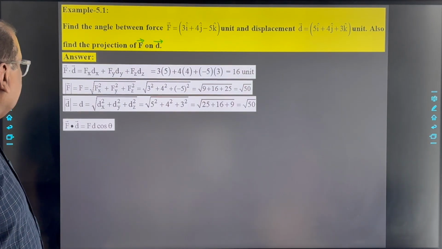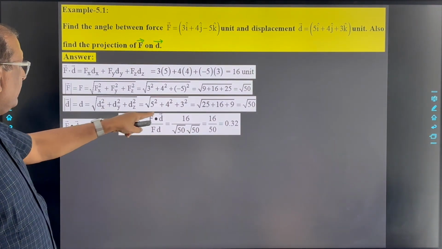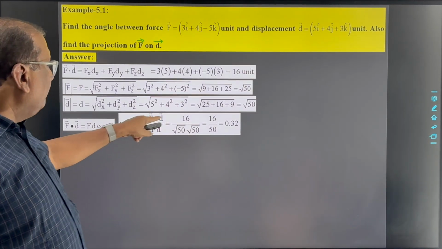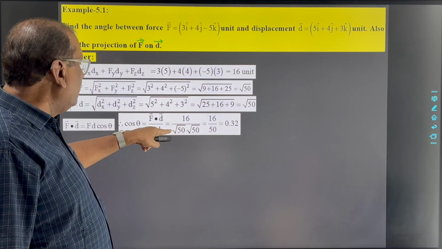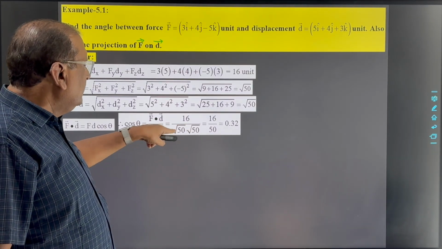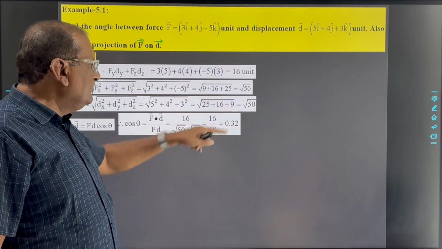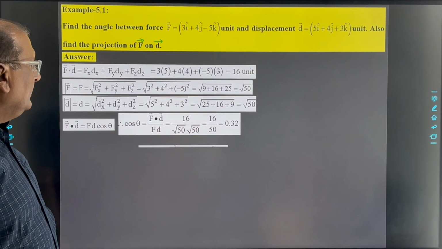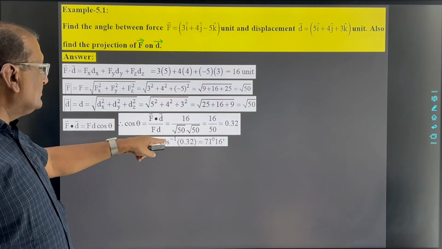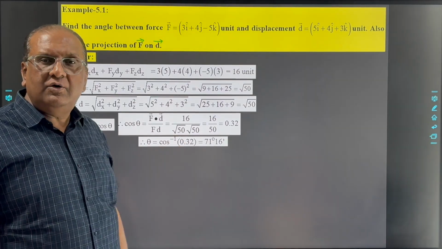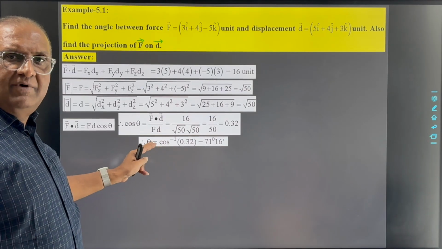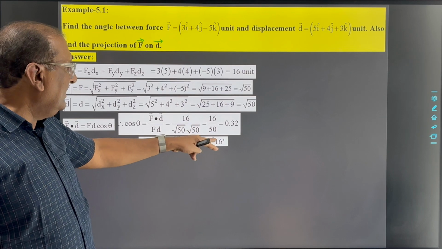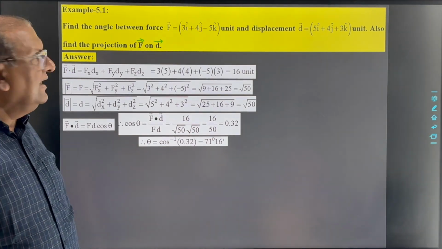Now cos theta, that is F dot D upon F D, right? So we can write F dot D, that is 16 upon root 50 into root 50. So this is 50. Solve this one, you will get the answer 0.32. Clear? So theta, that is cos inverse 0.32. See this one in the table of natural cosine, you will get the angle 71 degree and 16 minute.